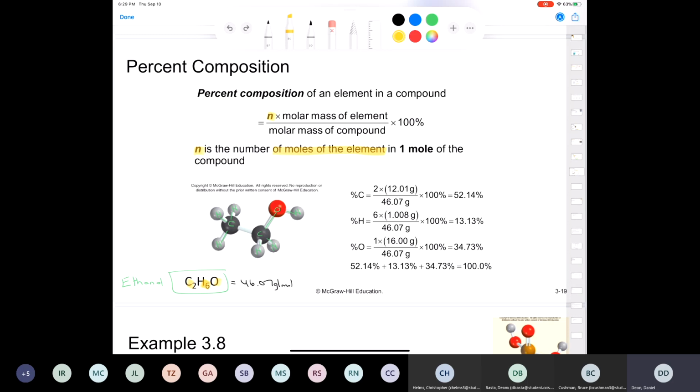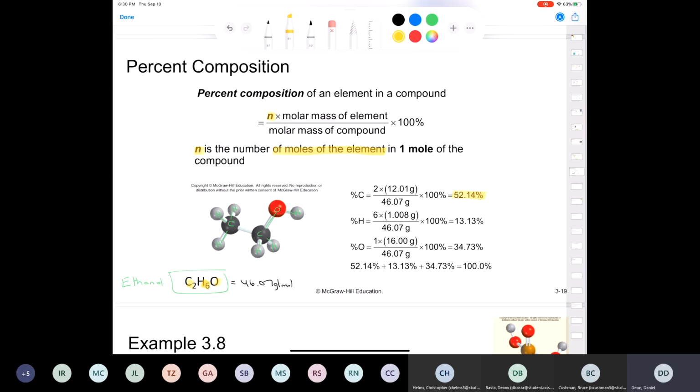Now, if I want to figure out the percent composition of carbon, what percentage of ethanol is made up of carbon? Well, I know the atomic mass of carbon, and I know that in my ethanol molecule, there's 1, 2 carbons. So I multiply the atomic mass of carbon by 2. I divide that by the total mass of my compound, multiply that by 100, and I end up with that ethanol is actually 52.14% carbon.